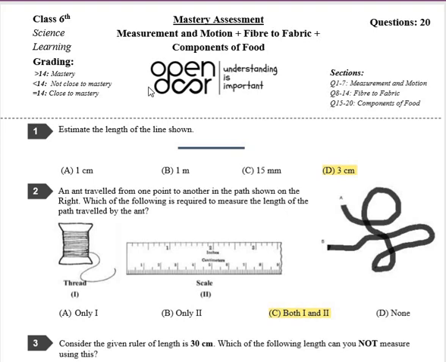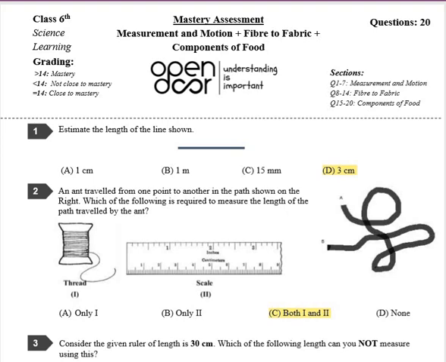Hello everyone. Today we are going to discuss the questions of the PT01 examination, which was conducted by Open Door. In this examination, 20 MCQ questions have been asked. Let us discuss them one by one. What will be the answer to these questions?